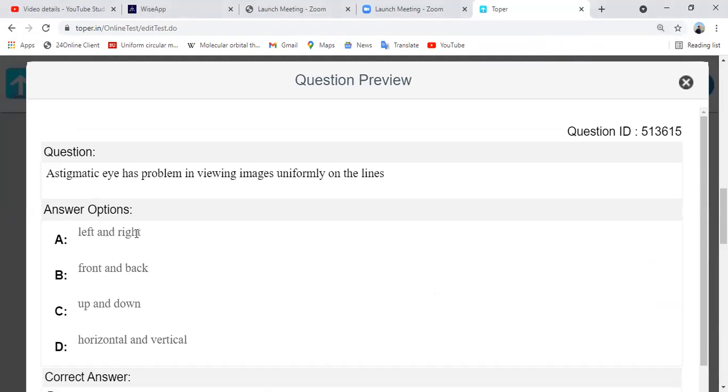Okay, so the question says, astigmatic eye has problem in viewing image uniformly on the lines. I think that point wasn't in our chapter, is it? But we'll go through that also. Left or right, no. Front or back, no. Up and down, probably. Horizontal and vertical. Yes, option D is correct.